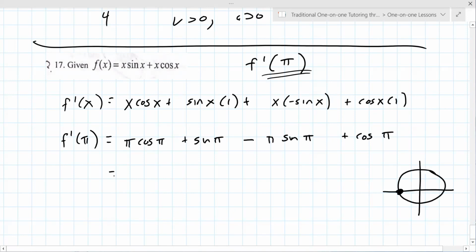So it's negative pi, or pi times -1. Yep. Plus 0. Yep. Minus pi times 0 plus -1. Yeah. It ended up being minus pi minus 1.